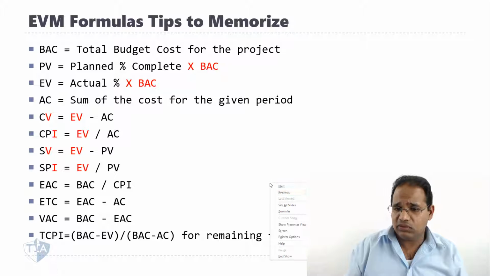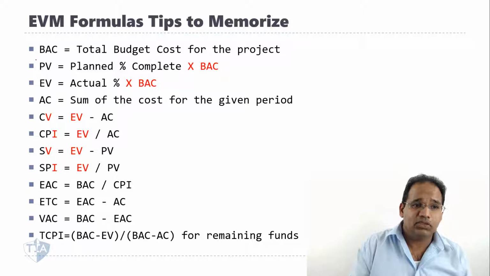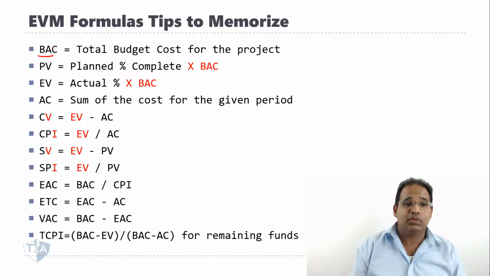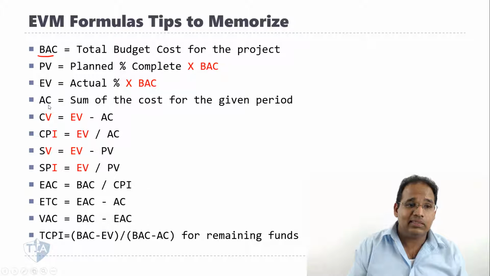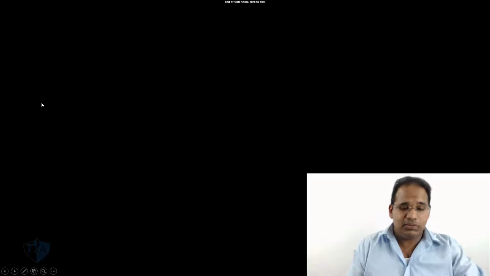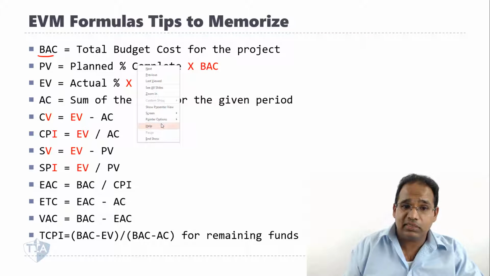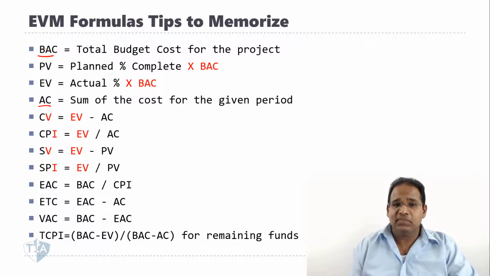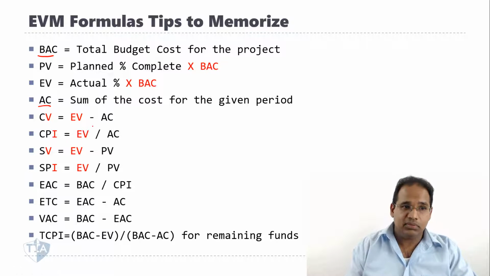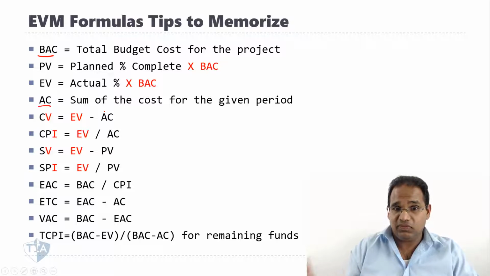Hopefully you did the video so you understand what they are. So I'll use my trusty pen here. BAC is just the budget. That's all that means. There's no calculation, just the total budget of the project. AC is the other one, and AC does not have any formula either. So BAC and AC have no formula. BAC is just the budget, AC is just the amount of money you spent on the project, the sum of the costs for the given period.